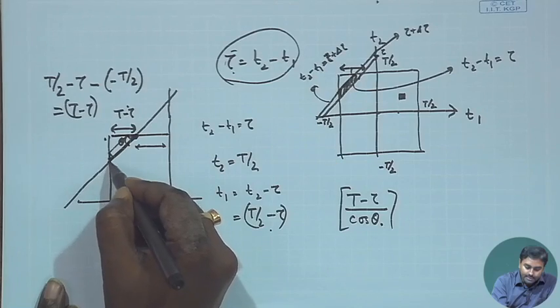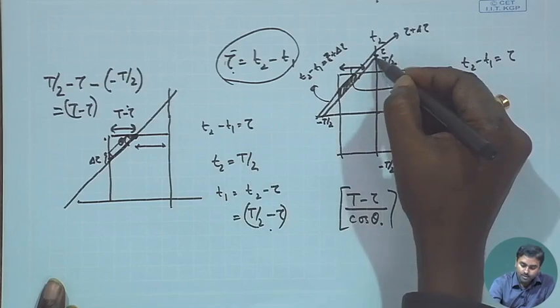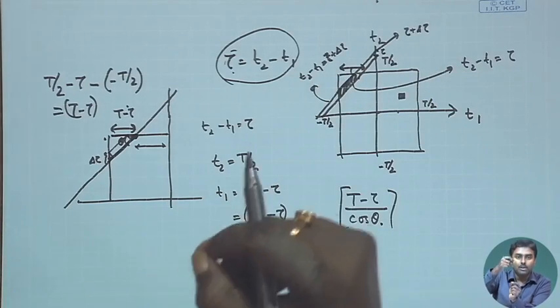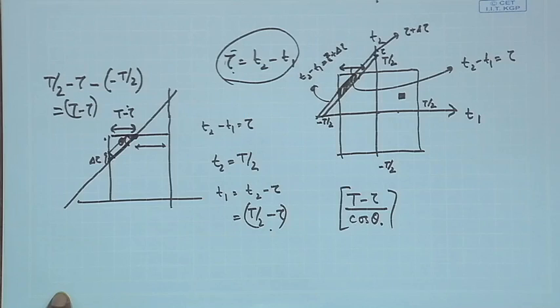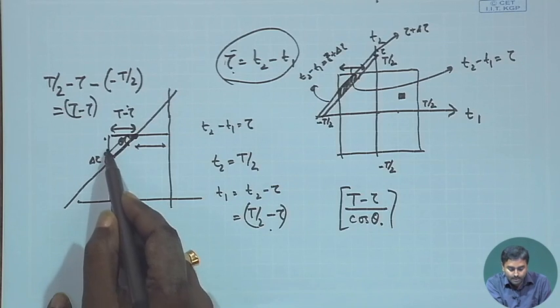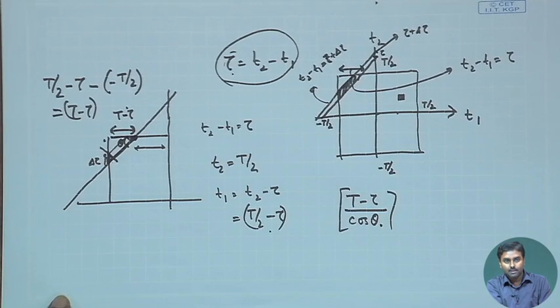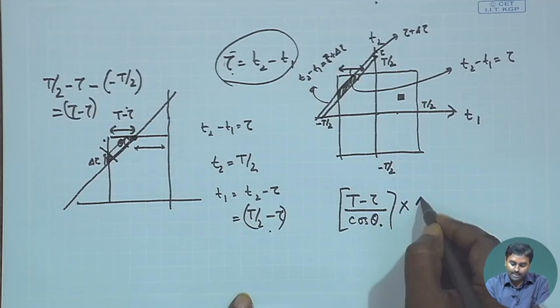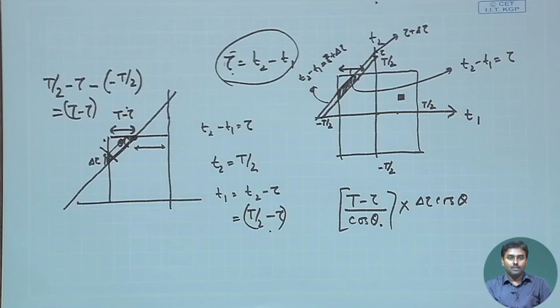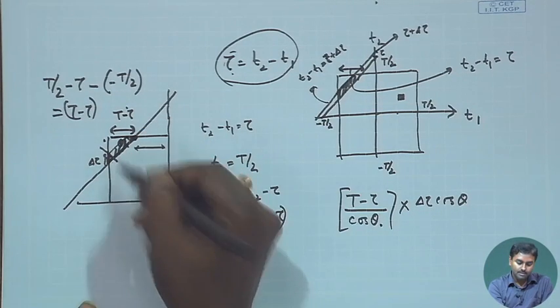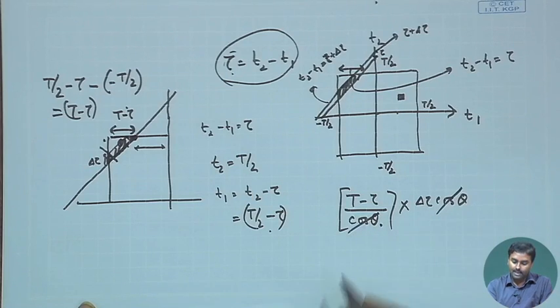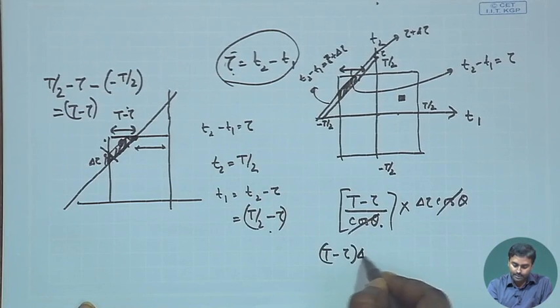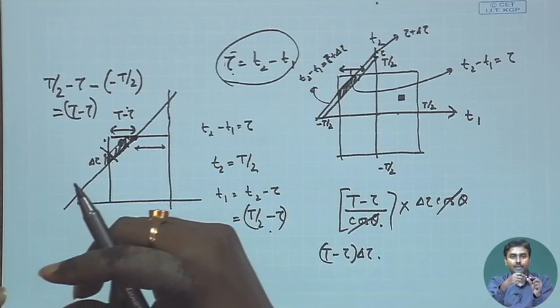Now you can see basically this is del tau, because over here that was the increment, tau to tau plus del tau. So this must be del tau. What is this? This is already theta, that particular small angle between this line and this line. So immediately that should be del tau cos theta. So this multiplied by del tau cos theta must be giving me this whole strip area. Cos theta gets cancelled, so that must be t minus tau into del tau. That is actually the strip area.